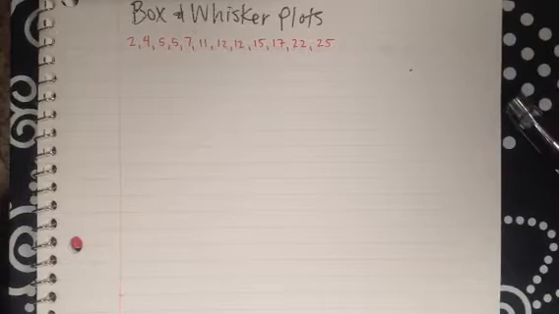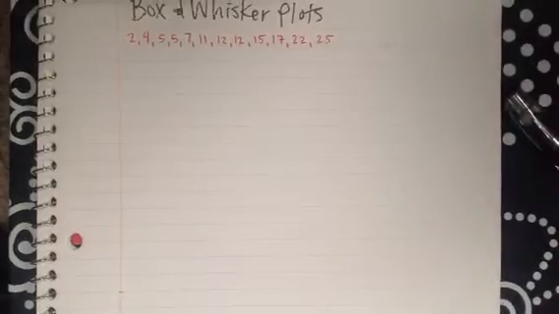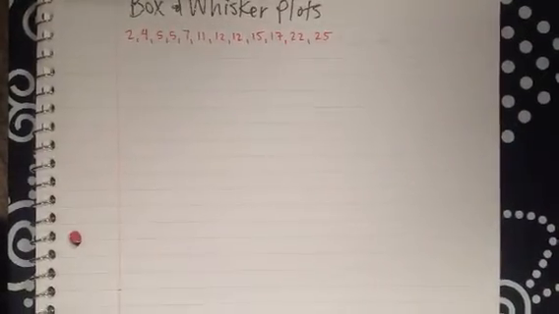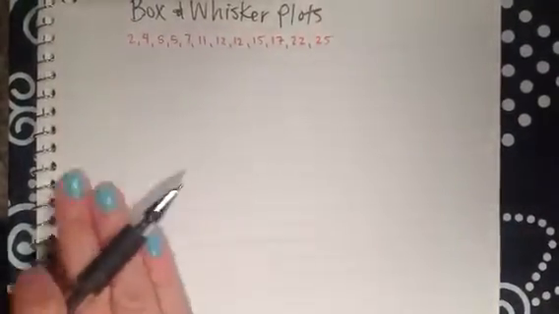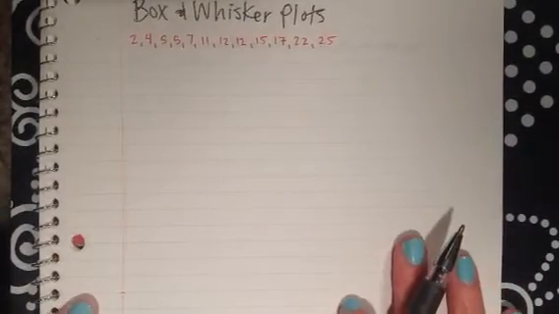Hi there, and welcome to this video tutorial on making box and whisker plots. I'm going to show you how to do two different plots in this video. For the first one, we have a set of numbers here that we're going to make a box and whisker plot out of. We need to make our 5-number summary.